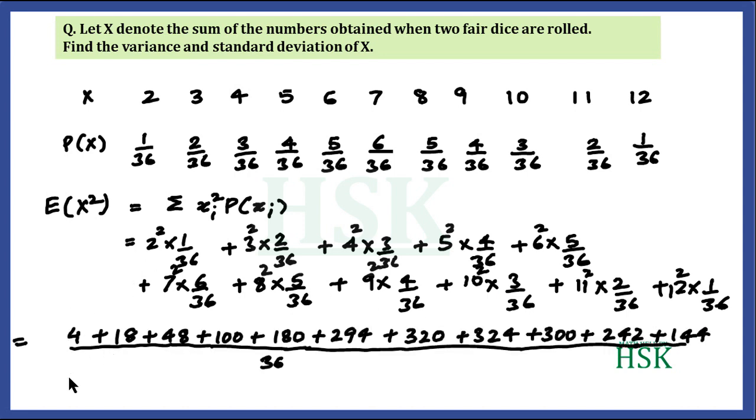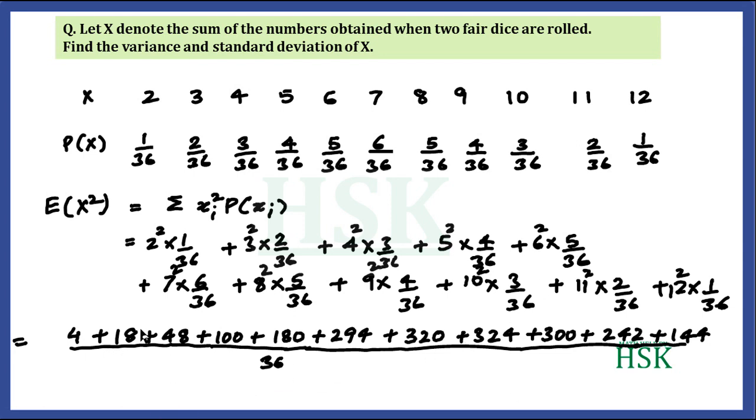So this would be equal to 2 square into 1 is 4, 3 square into 2, that is 9 into 2 is 18, 16 into 3 is 48, 25 into 4 is 100, 36 into 5 is 180, 49 into 6 is 294, 64 into 5 is 320, 81 into 4 is 324, 100 into 3 is 300, 121 into 2 is 242, and 144 into 1, that is 144. So I have not said here that 3 square is 36. I have said directly that 36 into 5. So make it a point.